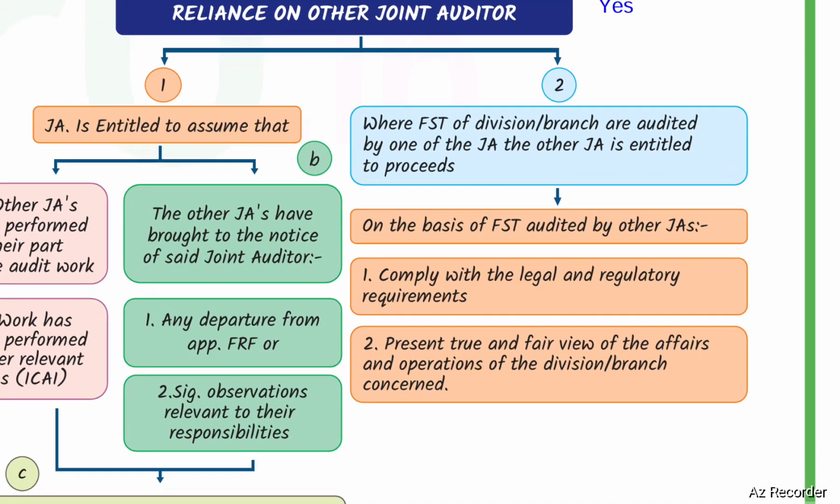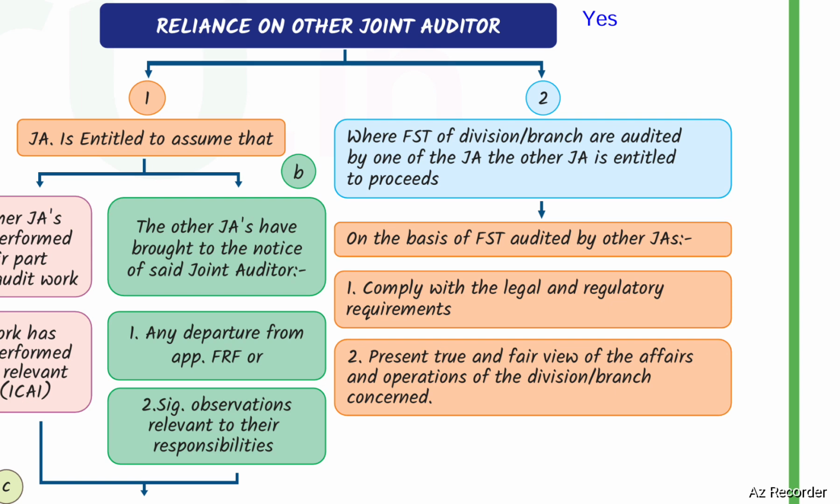Next, when financial statements of a division or branch are audited by one of the joint auditors, the other joint auditor is entitled to proceed on the basis of financial statements audited by the other joint auditor, that they comply with legal and regulatory requirements, and present a true and fair view of the affairs and operations of the division or branch concerned.